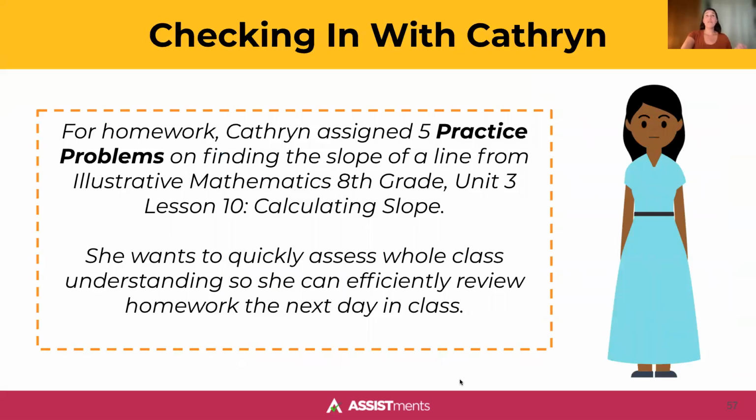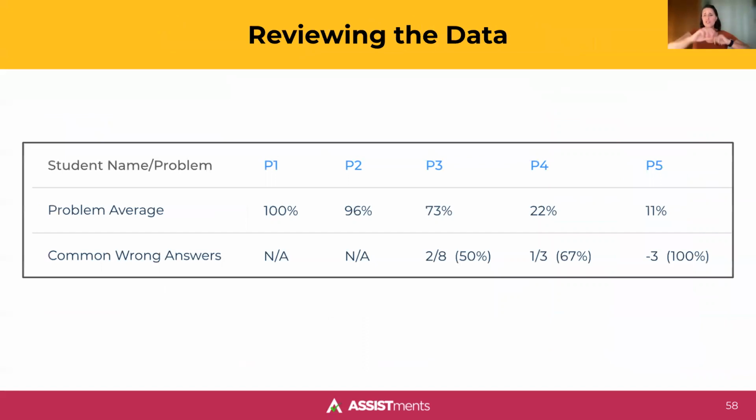So if you're thinking about using ASSISTments for homework, Catherine assigned 5 practice problems on finding the slope of a line from IM 8th grade, Unit 3, Lesson 10 on calculating slope. She wants to quickly assess whole class understanding so she can efficiently review homework the next day in class, similar to what we saw in Kim Kelly's video just a minute ago. So again, I'm just going to give you about 30 seconds or so to review this data, and then I'm going to have a question for you.